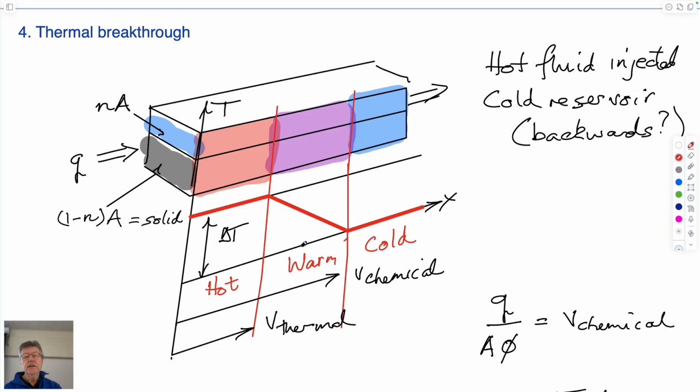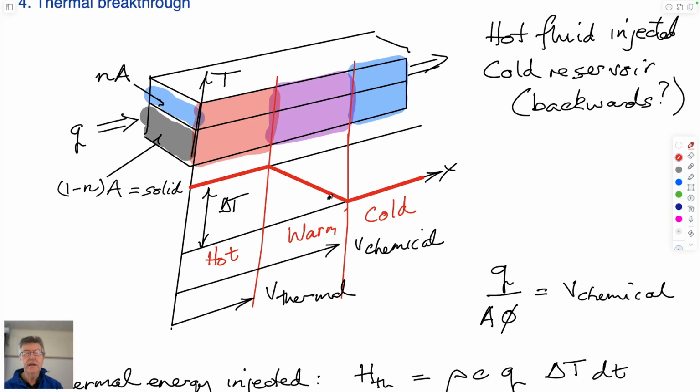What we want to do is find out when, in this case, we get breakthrough, that hot water comes through at the outlet. Because that signifies the opposite case, when we get cold water coming through at the outlet going the other way if we're injecting cold water. So bear with me that this is drawn backwards.